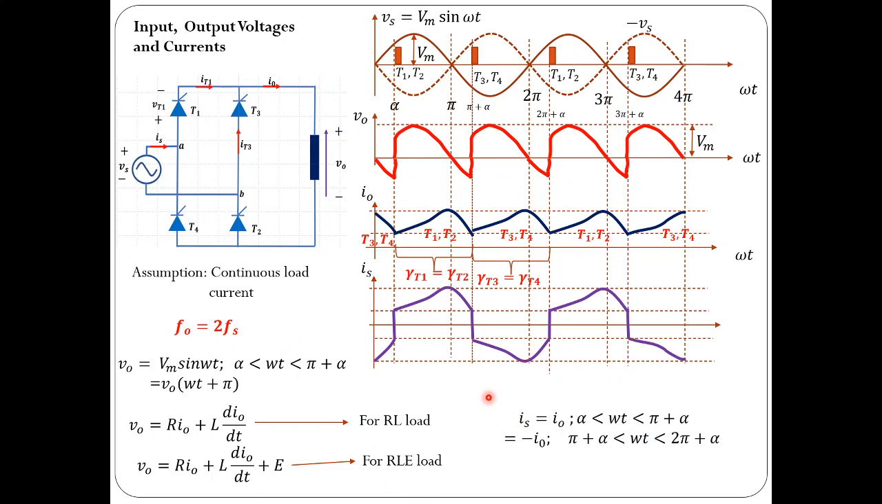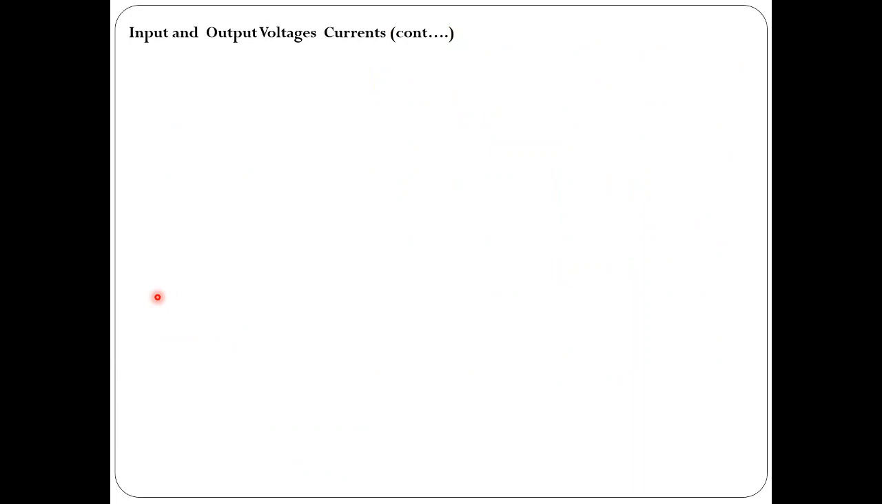And we know the input current expression is as follows: Is is equal to I0 for omega t ranging from alpha to pi plus alpha, and equal to minus I0 for omega t ranging from pi plus alpha to 2 pi plus alpha, and the frequency of this input current is the same as the supply frequency. Output frequency is double the input frequency. Here Fs is the input supply frequency and F0 is the output voltage or current frequency. Now let us try to compute the average and RMS values of input voltage, output current.